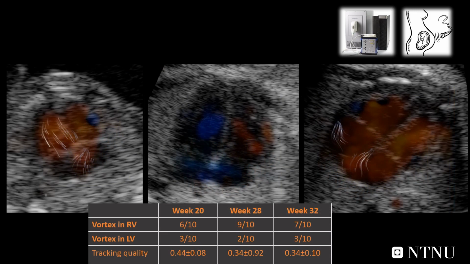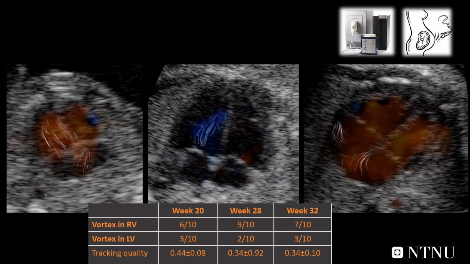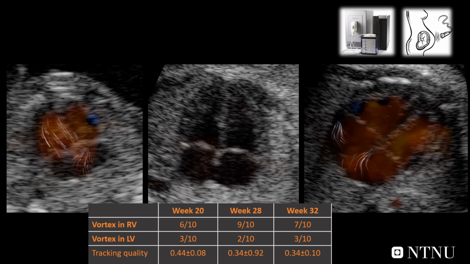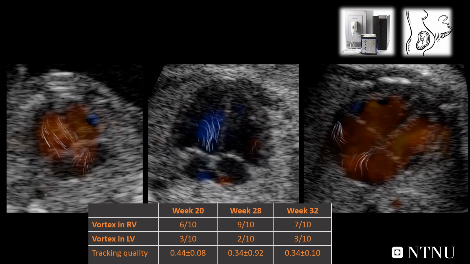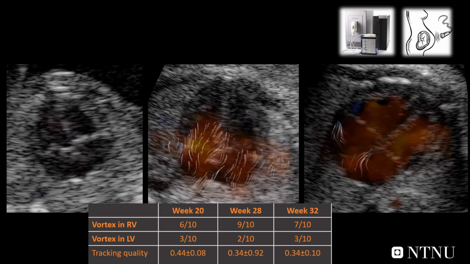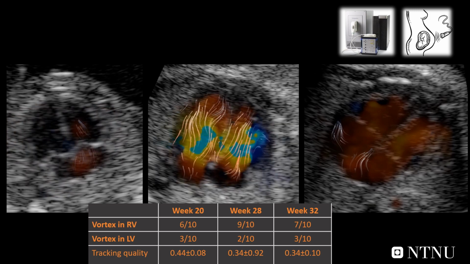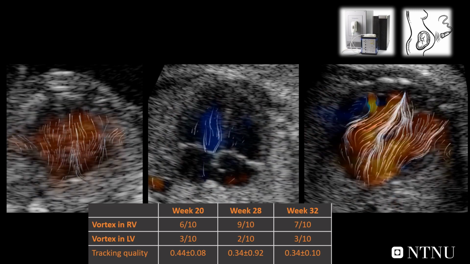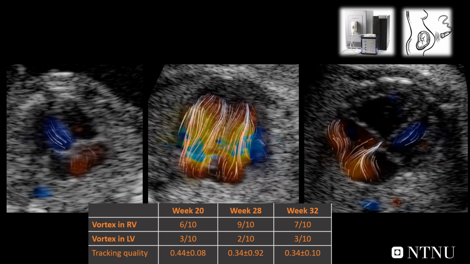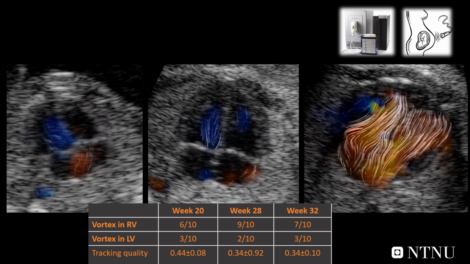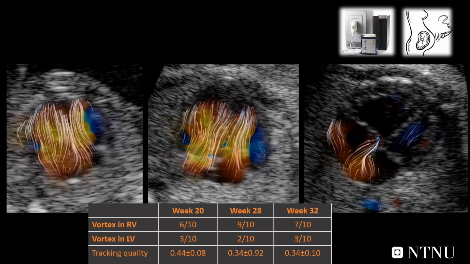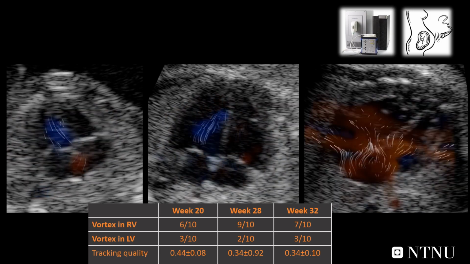Across the 10 cases included in this study, the depth of the heart varied from 4 to 9 cm. We had the highest visibility to detect intracardiac vortices in the right ventricle in week 28. But we had the highest tracking quality in week 20. In week 32, we had problems with shadowing from ribs, legs, and arms. And you can also see artifacts in the video playing here to the right, which leads us straight over to the challenges that we have in high frame rate imaging.